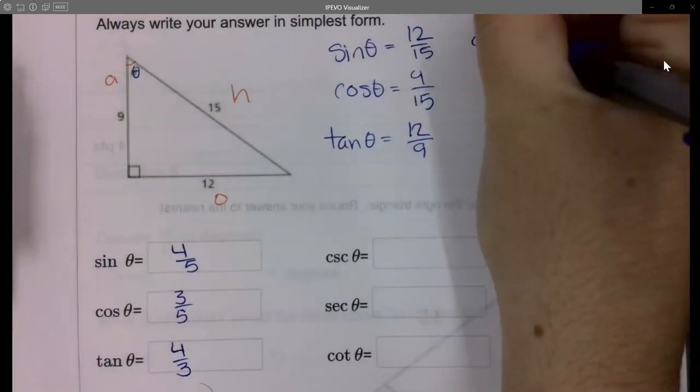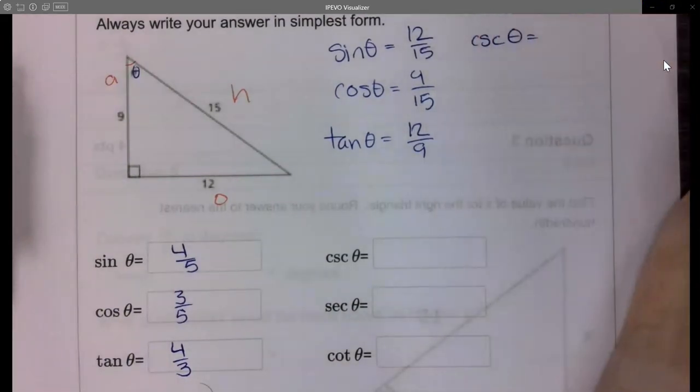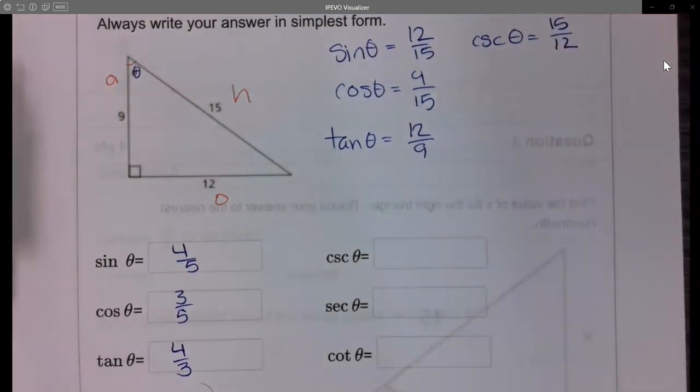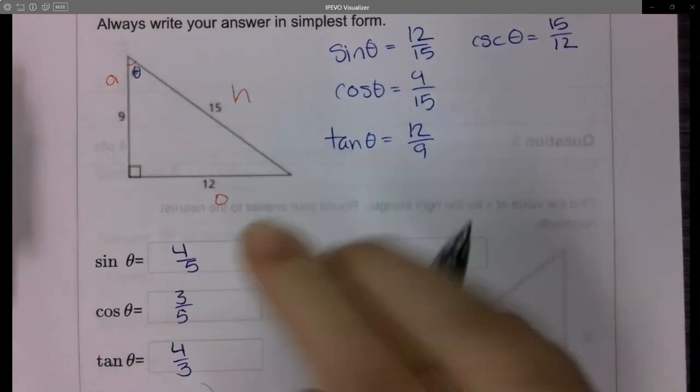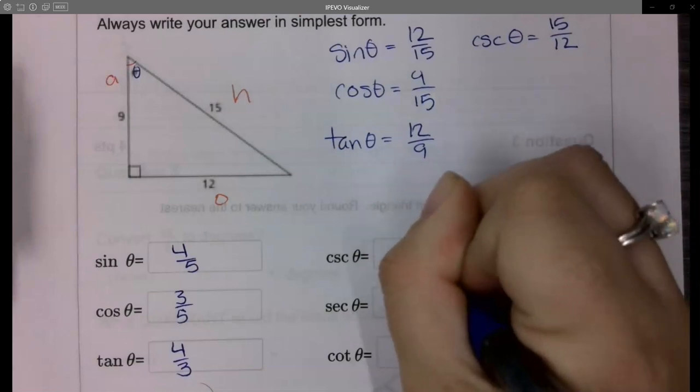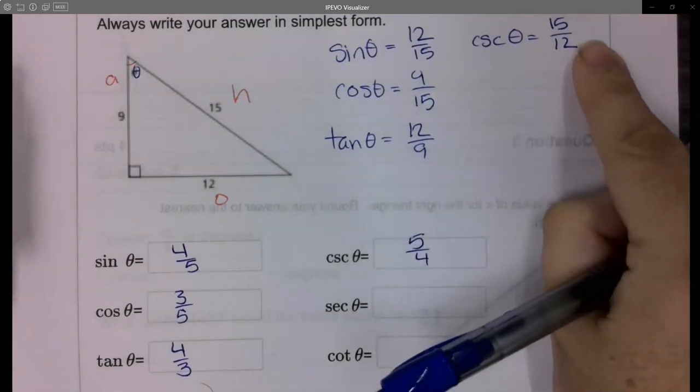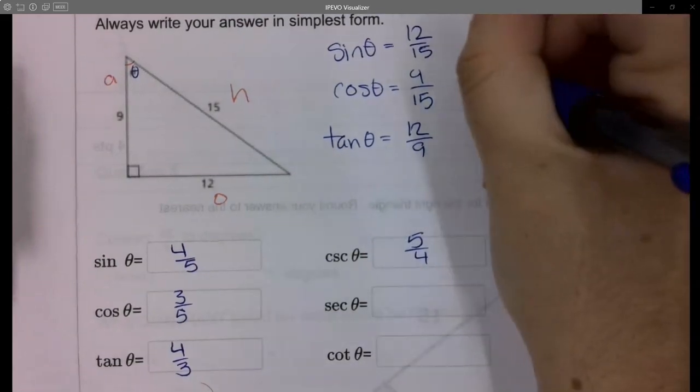Cosecant is the reciprocal of sine, so I flip sine, so it's hypotenuse over opposite, which gives me 15 over 12. Or I can just flip my sine, which was 5/4. If I type this into Desmos and simplify it, it'll give me the same answer.